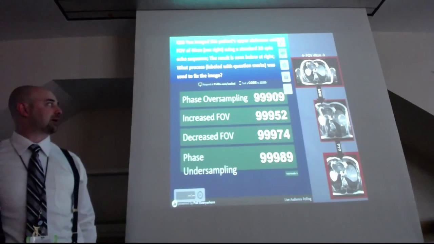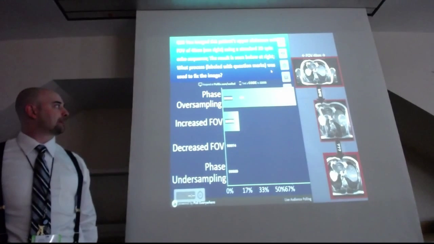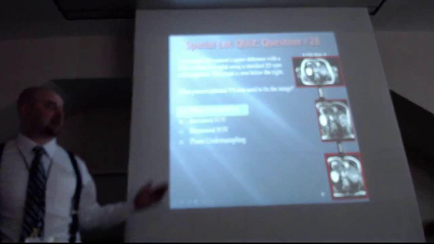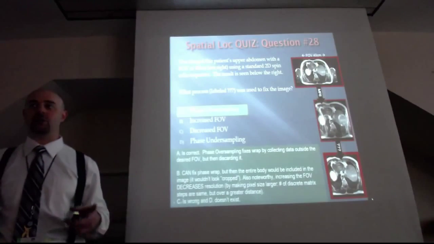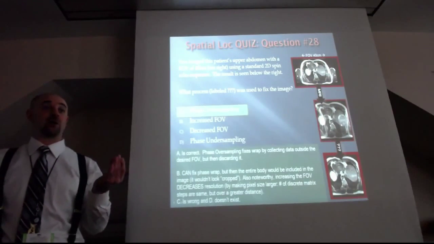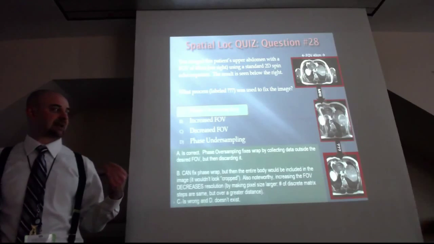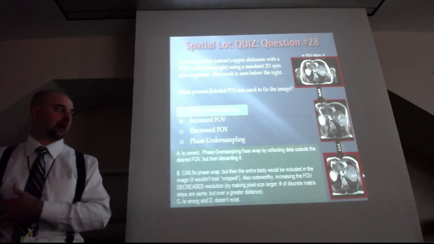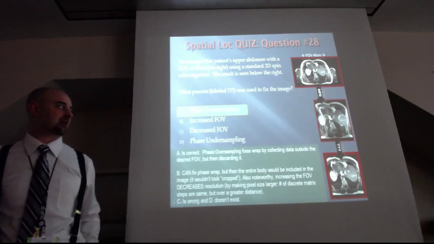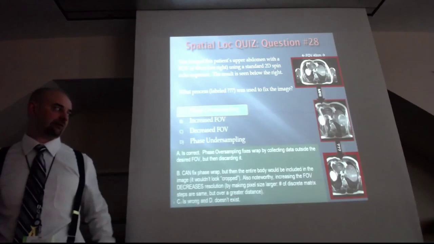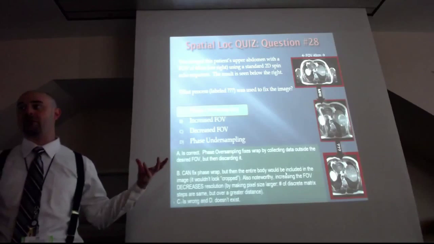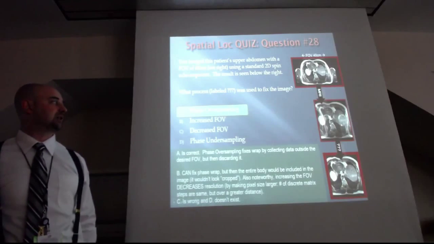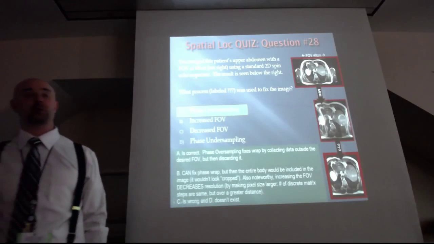You guys responded pretty quick to that one. And yes, most of you got it correct. Phase oversampling. How do you know it's phase oversampling? Because it's getting truncated. If the image looks like it's cut off, this can't happen in the phase direction truly. So you had to have acquired the data and just thrown it out, which is what phase oversampling is. If it had been increased field of view, then you would see the entire abdomen and it would look lower resolution. Phase undersampling does not exist, and decreasing field of view would have only worsened your problem.